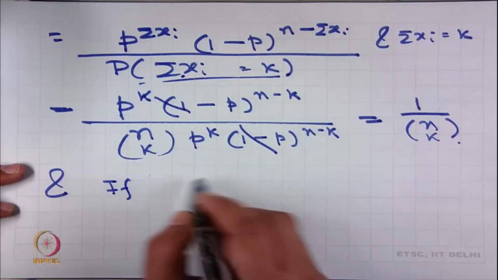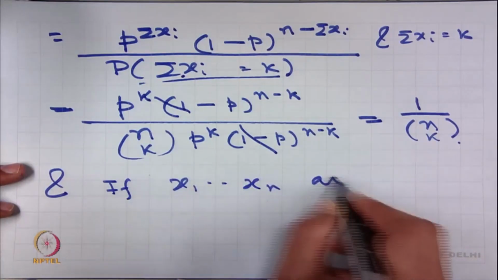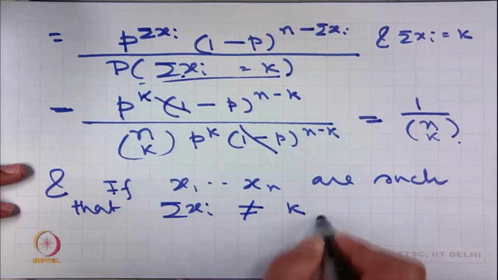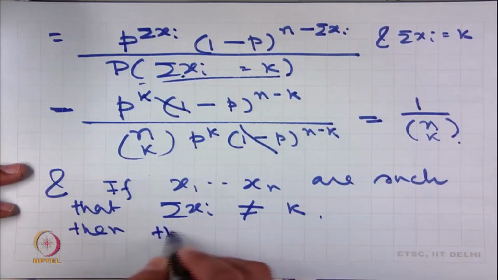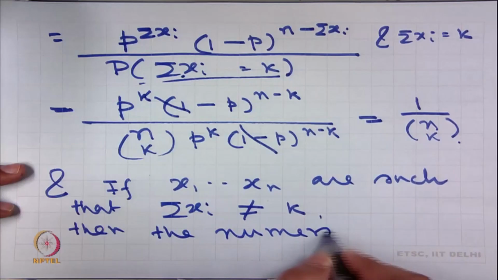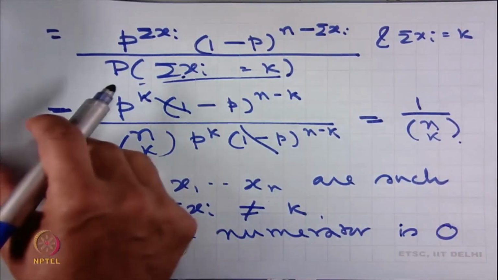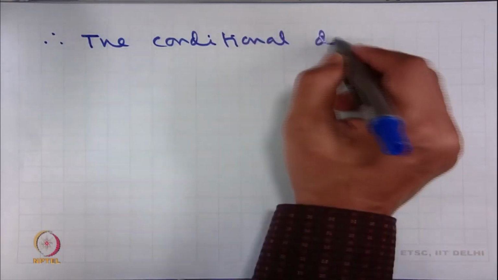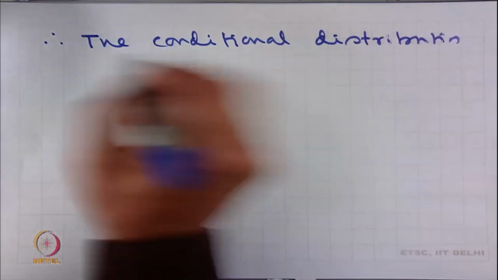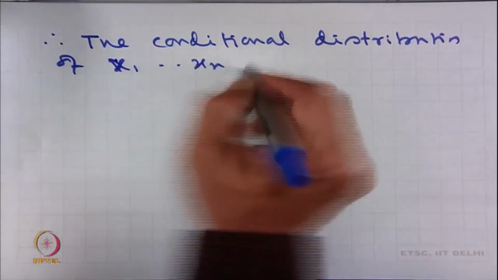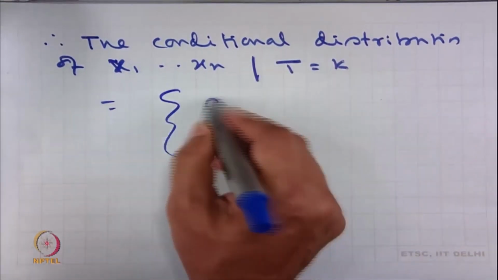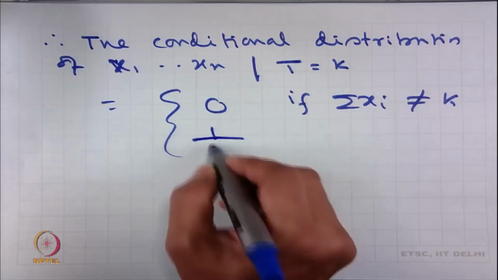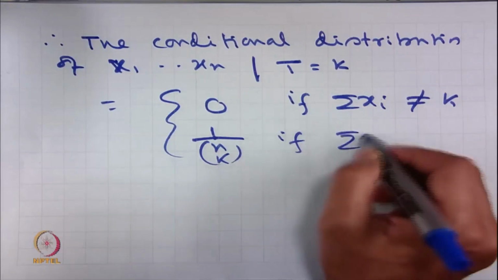And if x1, x2, xn are such that sigma xi is not equal to k, then the numerator is 0. Therefore, the conditional distribution of X1, X2, Xn given T is equal to k is 0 if sigma xi is not equal to k, or this is equal to 1 upon n c k if sigma xi is equal to k.